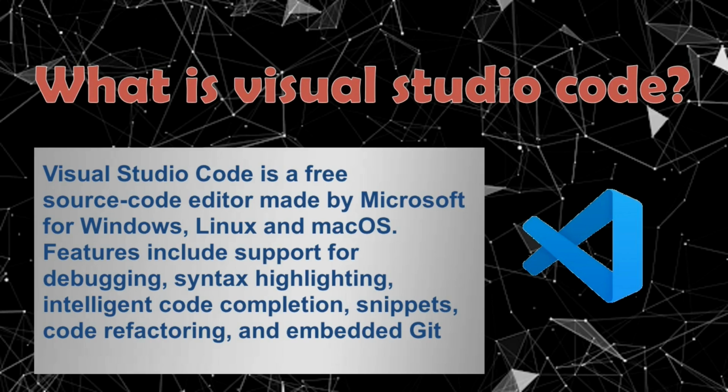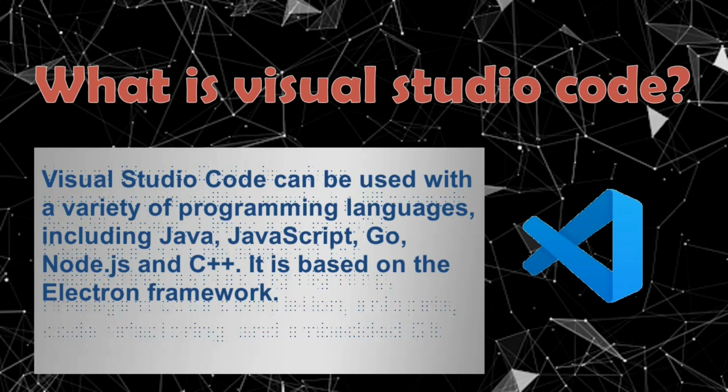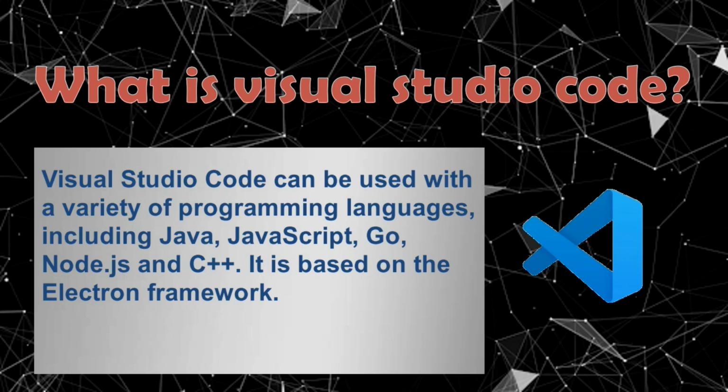Visual Studio Code is a free source code editor made by Microsoft for Windows, Linux, and macOS. Features include support for debugging, syntax highlighting, intelligent code completion, snippets, code refactoring, and embedded Git. Visual Studio Code can be used with a variety of programming languages, including Java, JavaScript, Go, Node.js, and C++. It is based on the Electron framework.